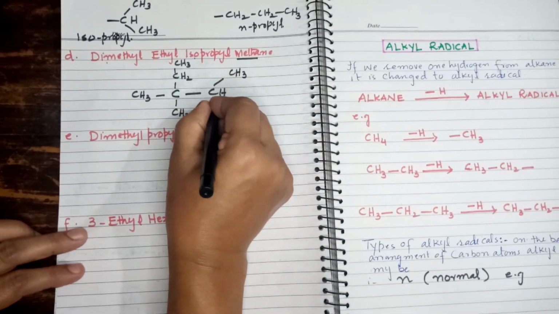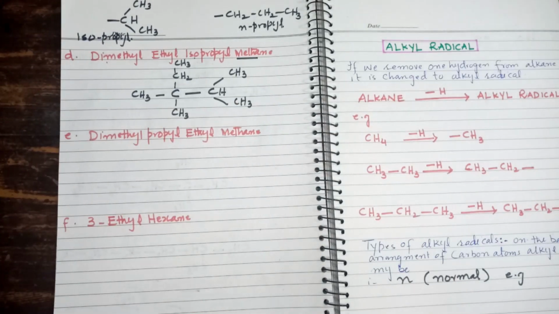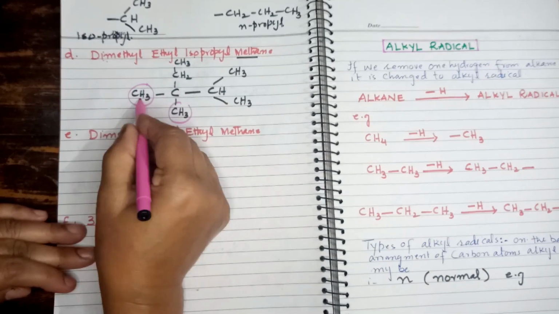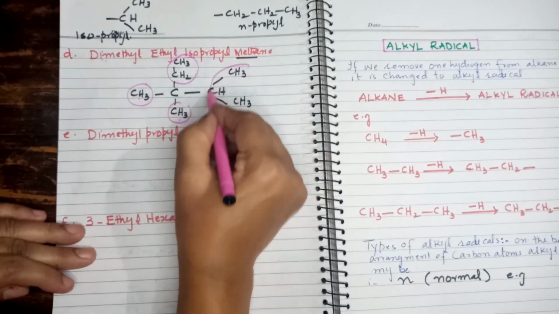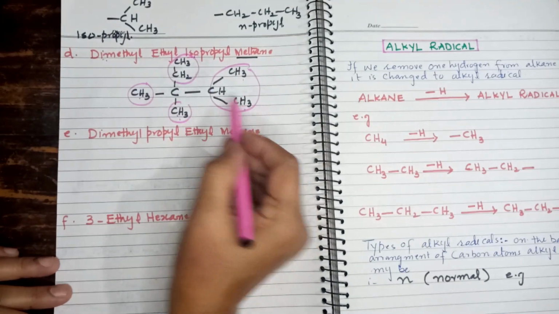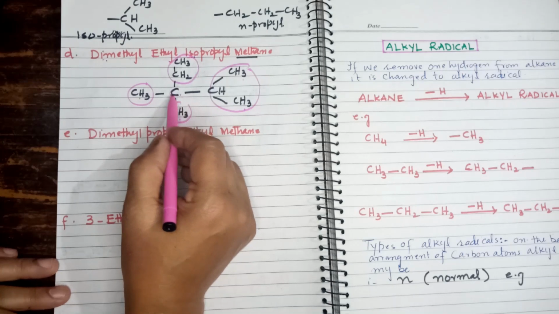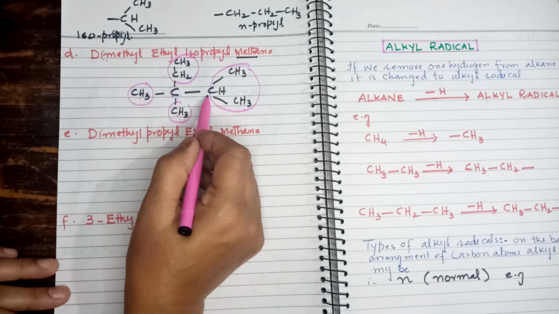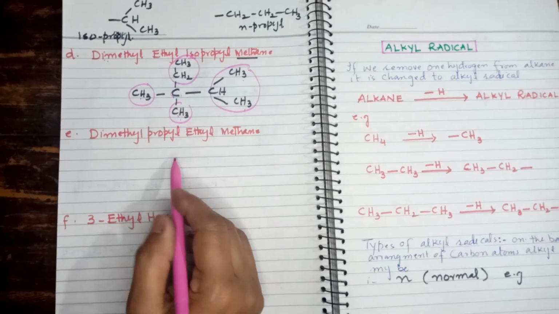CH3 and CH3. You can notice, students, here dimethyl, 1 methyl, 2 methyl, dimethyl, ethyl, isopropyl. This is isopropyl. Dimethyl, ethyl, isopropyl, methane. Single carbon compound, right? And forming the single covalent bond with all the alkyl radicals. This is clear? Alright, students. Let's see what is the next.